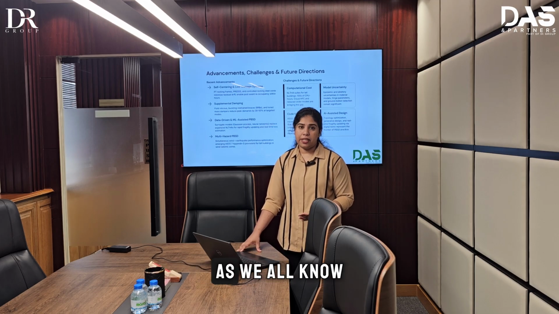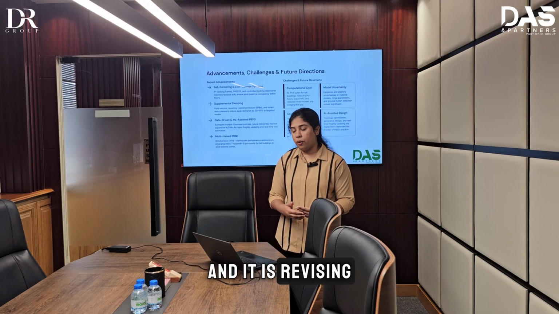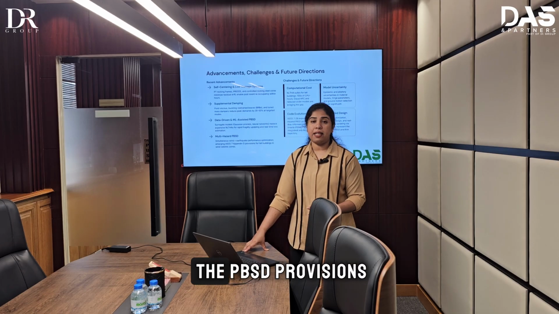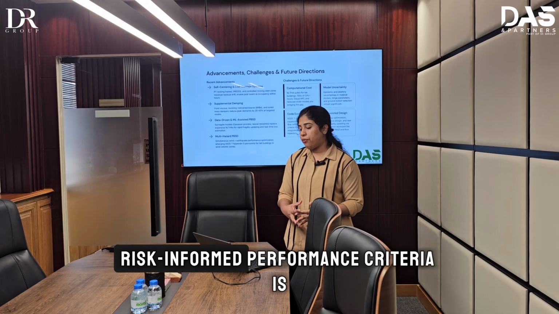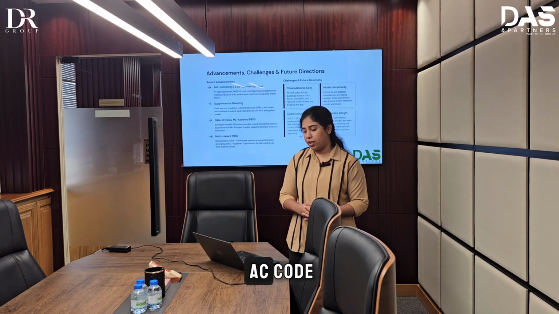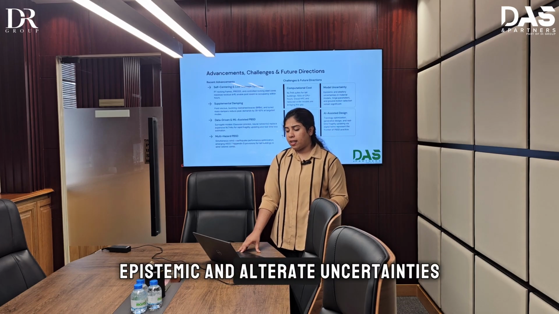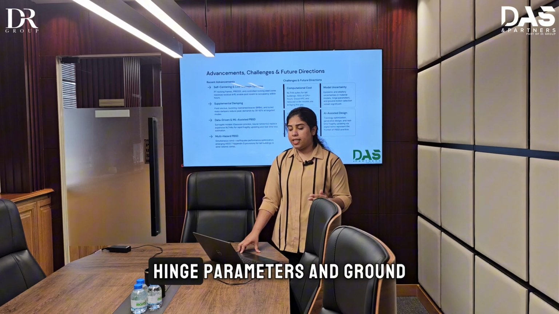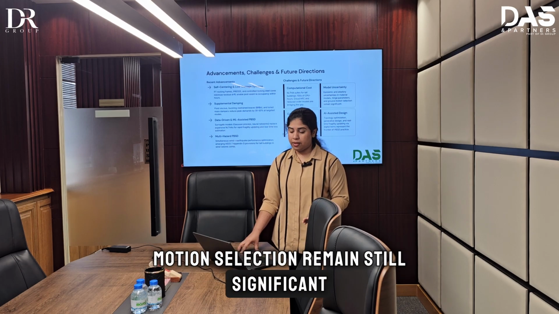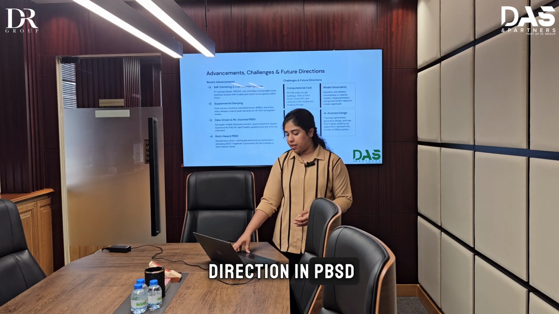On code evolution, as we all know, the codes are developing day by day and being revised with every revision. So ASCE 7-28 is expected to expand the PBSD provisions. Risk-informed performance criteria are also included in this version of the code. On model uncertainty, epistemic and aleatory uncertainties in material models, hinge parameters and ground motion selection remain significant. So these are the uncertainties and the future direction in PBSD.